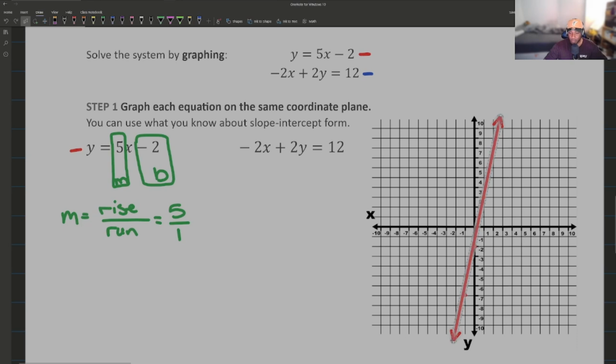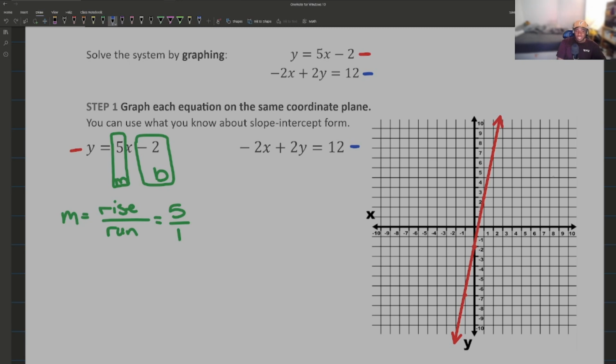Perfect. Maybe a little bit more over here just to make sure it hits all our dots. Perfect. All right, so that is our line for the first equation. Over here at the second one, however, we see that that one is not yet in its slope-intercept form. We have some work to do.